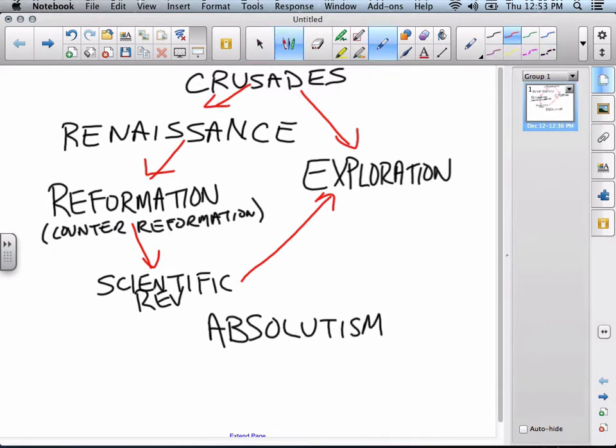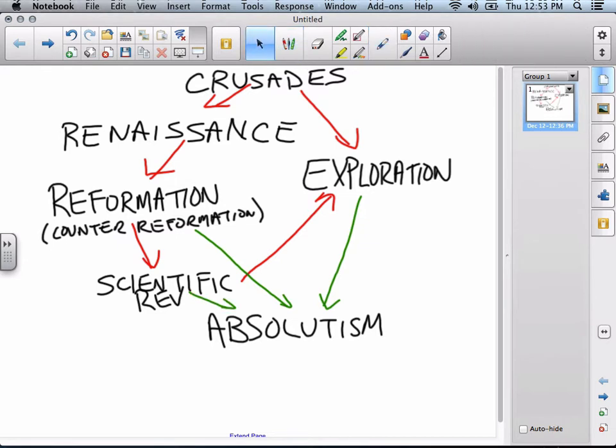Now, I'll use a different set of arrows for you here, different color. Right? Because absolutism is a reaction to the questioning of the Renaissance and the Scientific Revolution, and an effort to control the territories acquired through exploration.